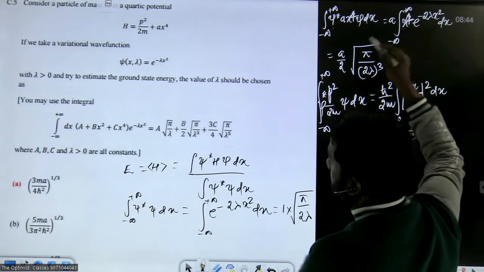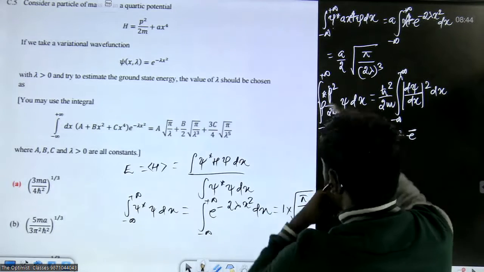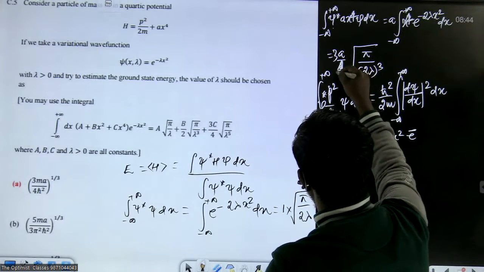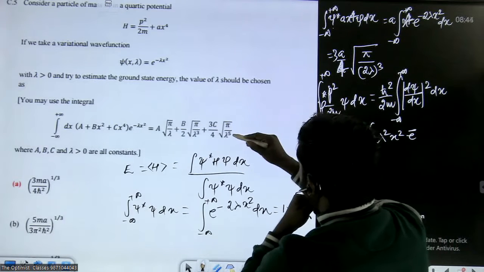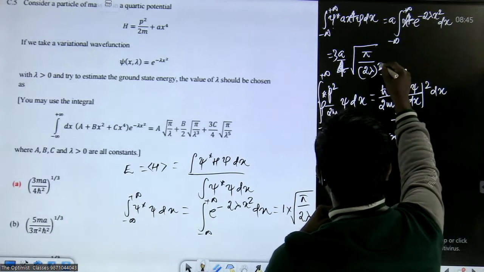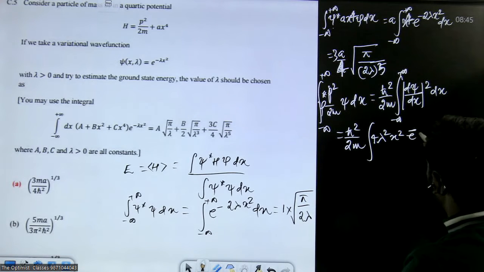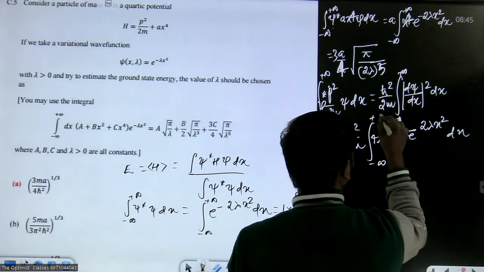Now if there is x to the power 4, we'll have to use the x to the power 4 integration. This is 3 by 4, sorry. So this will be 3, and here it will be 3 by 4, with pi and lambda to the power 5, so here we'll get 2 lambda to the power 5. That's what we have. Now here we are getting x square, here this will be 2 lambda x square, and dx. This integration is from minus infinity to plus infinity.